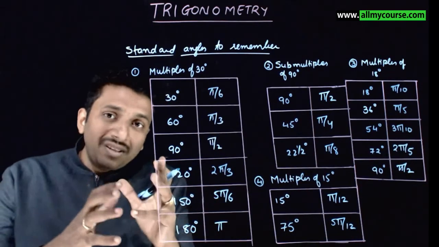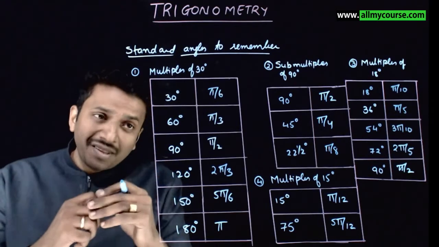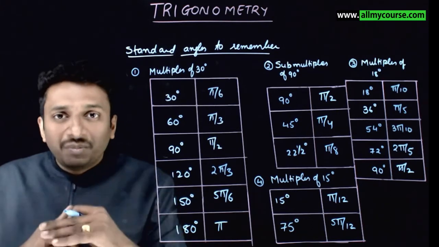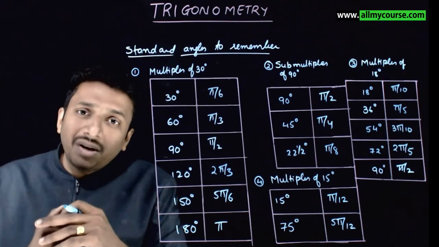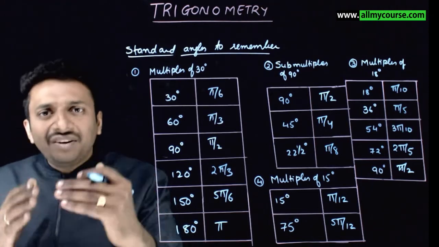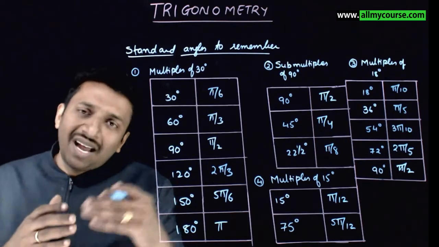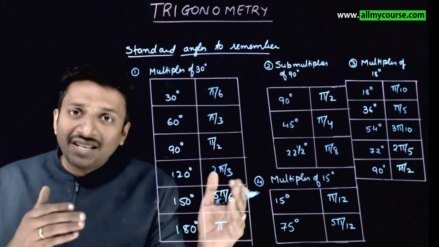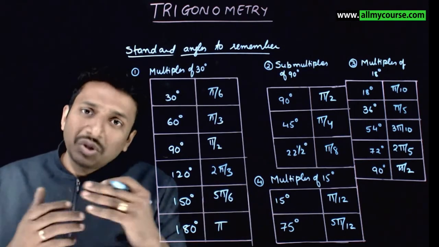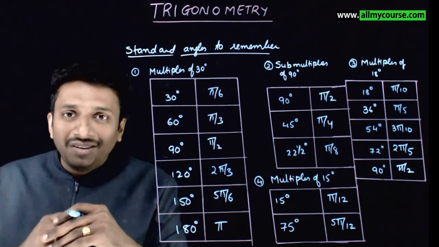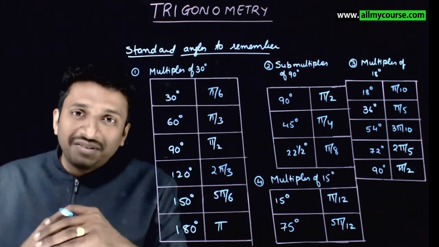So you should remember the conversion formula also, and these standard angles should be separately remembered. If I ask you what 75 degrees is, you should not calculate 75 into pi by 180 and then get the answer. No, 75 degrees, you should directly remember it as 5 pi by 12. I hope you remember all these tables. Thank you.